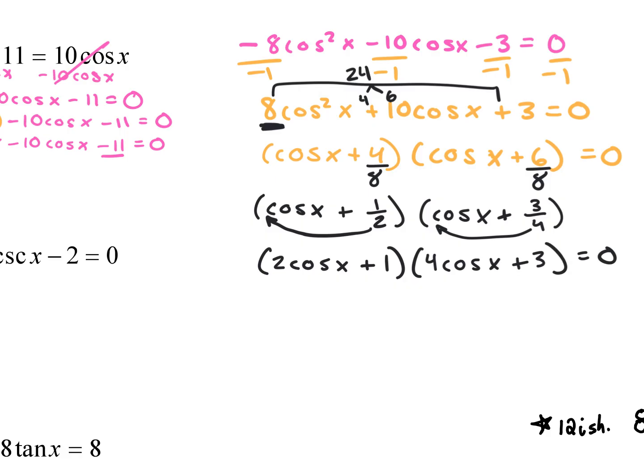What can we do next? Set them both equal to 0. So set them equal to 0 and solve. I'm going to do 2 steps in one here. So we're going to subtract the 1 over and divide by 2. We get cosine x equals -1/2, and cosine x equals negative 3/4.